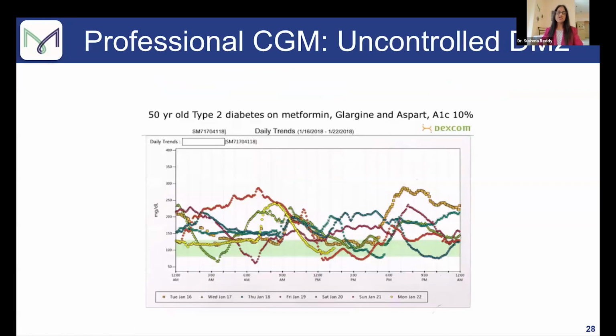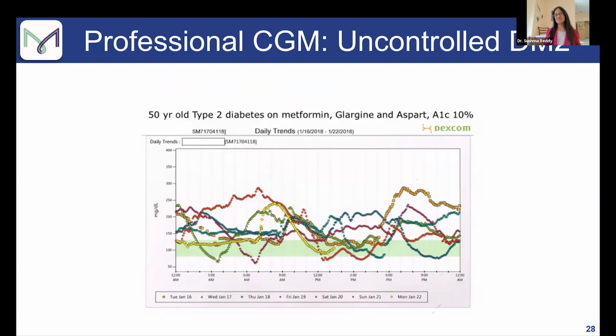Here's another patient. I'm sure all of you have these in your clinics, 50 years old, type 2. He's on metformin and he was on basal bolus, glargine and aspart, and his A1C is 10. And you know, they come in and they go, I'll follow, I'll do what I need to. They come back in 3 months and the A1C is still in 9 or 10.